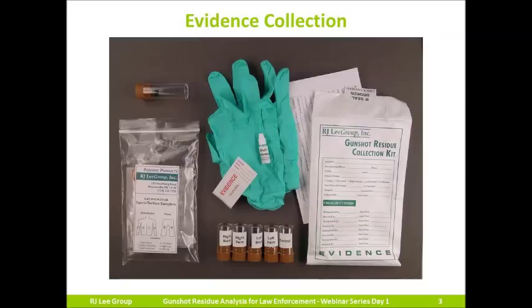The samples in the kit are what we refer to as a stub. A stub is an aluminum pin mount encapsulated in a plastic vial. The pin mount has an adhesive material on it that is used for the actual collection. Kits can contain anywhere from 2 to 5 sample stubs. Some kits only have stubs for the right hand and the left hand, and others, like R.J. Lee Group's, have 5 stubs. Stubs for the right back, the right palm, the left back, the left palm, and a control stub. It's really up to you and your agency as to what type of kit to purchase.